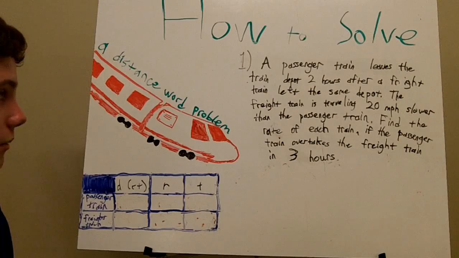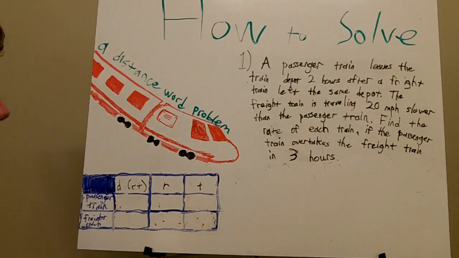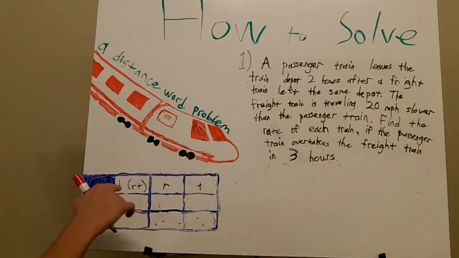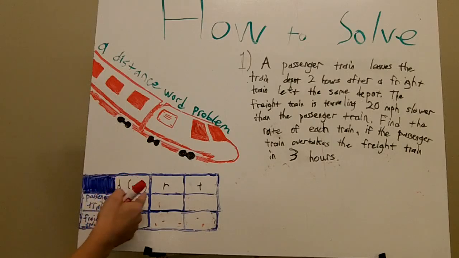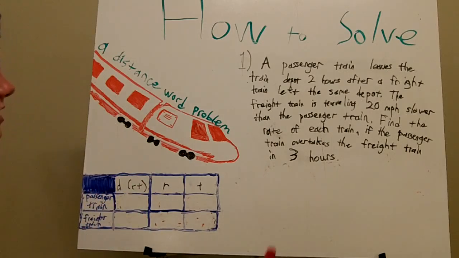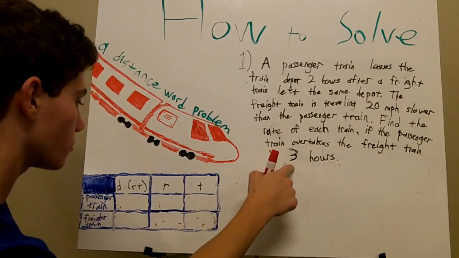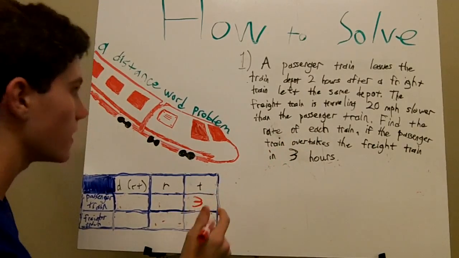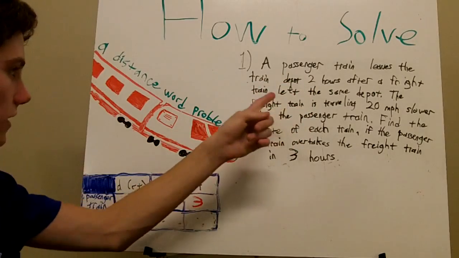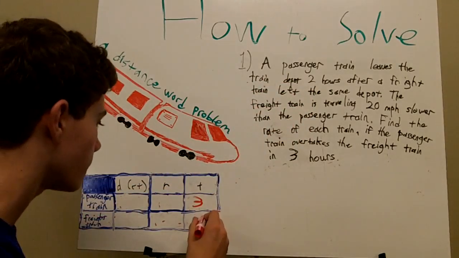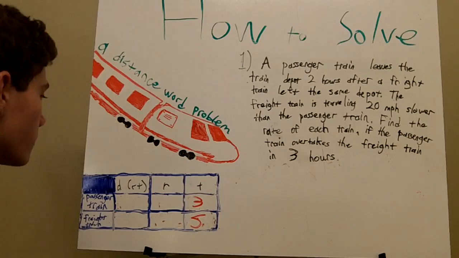Now this sounds like a complicated problem with a lot of numbers. And it kind of is, but we can simplify it using this blue chart down here in the corner. We know distance equals rate times time. And it says here that our time for the passenger train is 3 hours. And since the freight train left 2 hours earlier, its time is 5. And this is of course in hours.